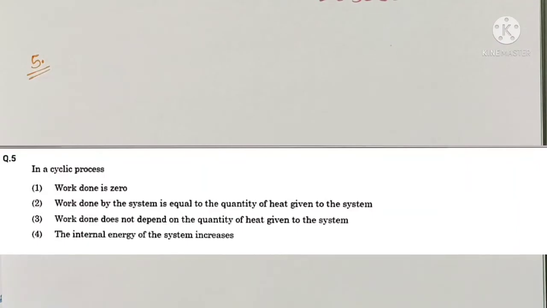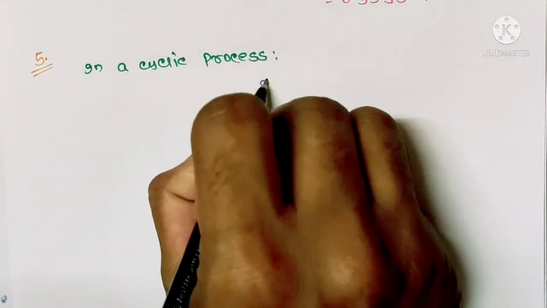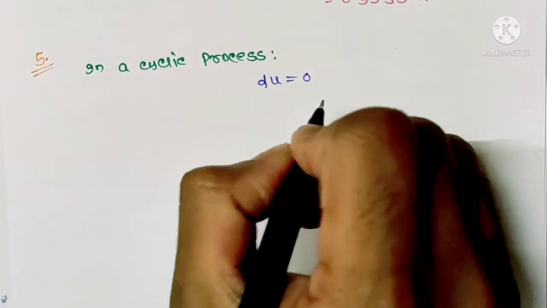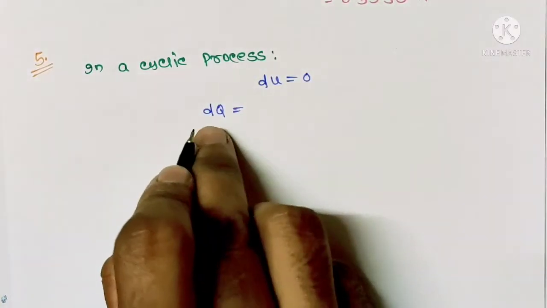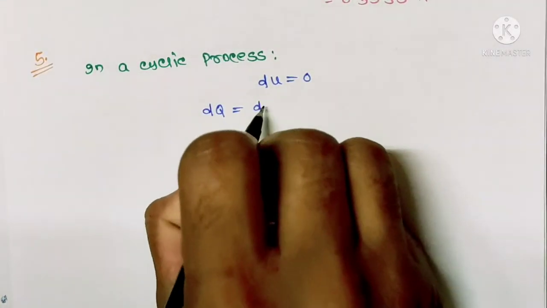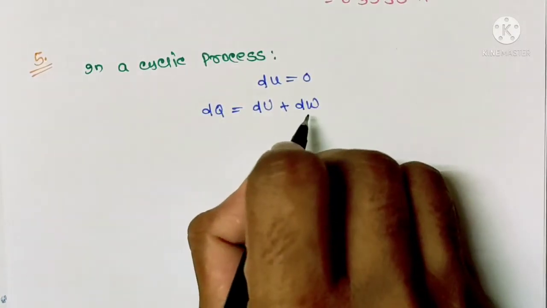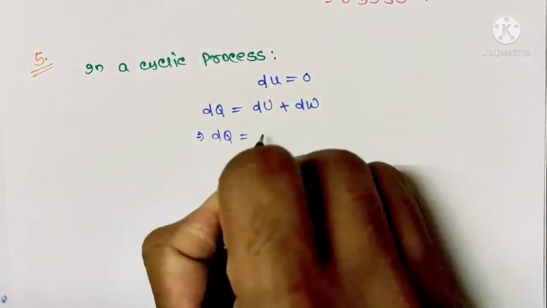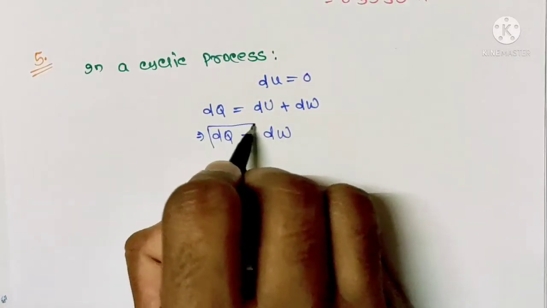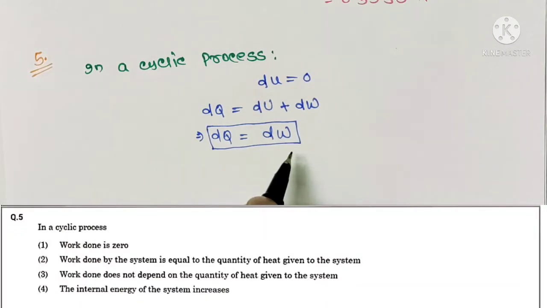Question number 5. In a cyclic process, we know the change in internal energy is 0, that is dU equals 0. And from the first law of thermodynamics we have dQ, that is heat given to a system, equals the change in internal energy of the system dU plus dW, the work done by the system. So for a cyclic process dQ equals dW, that is heat given to a system is equal to the work done by the system. So your correct option is option 2.